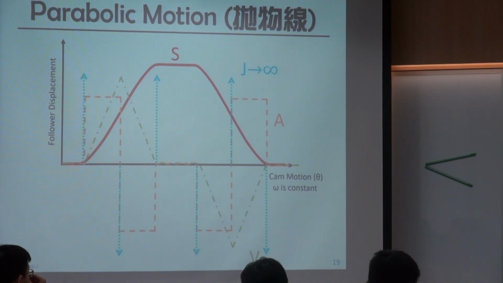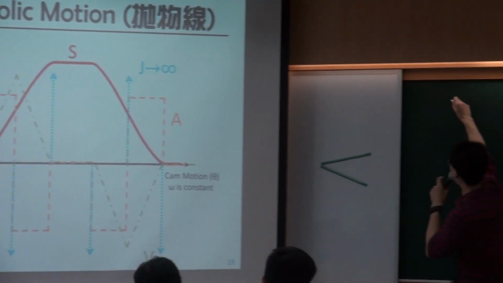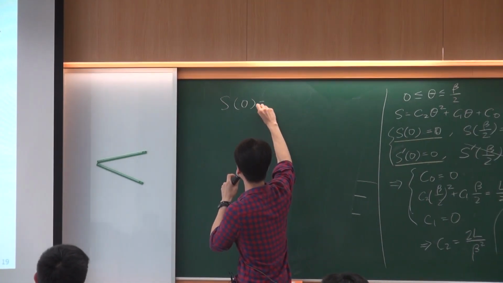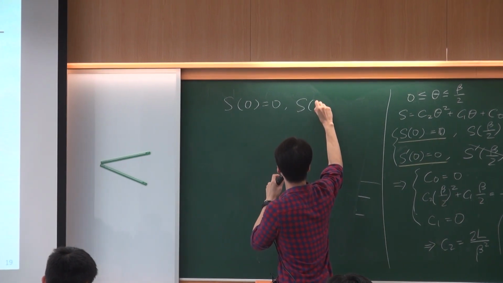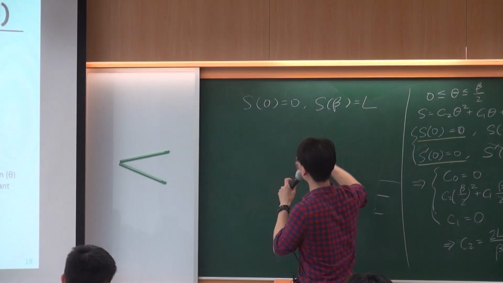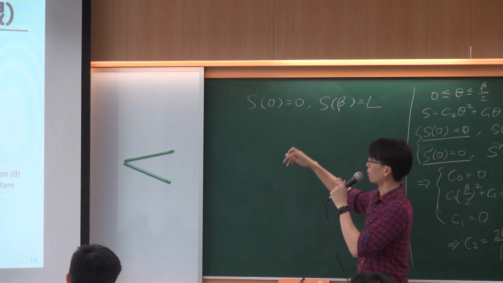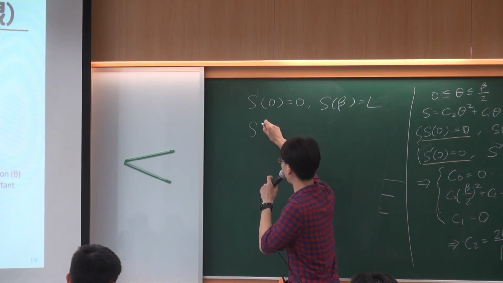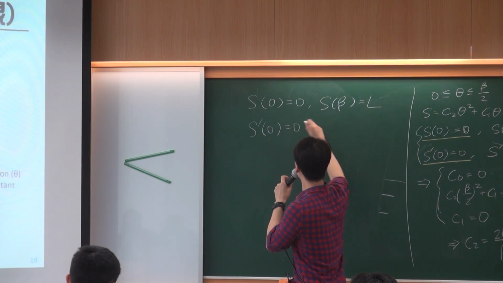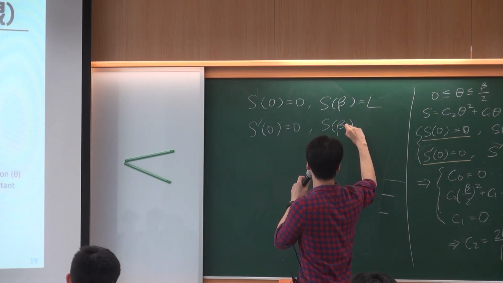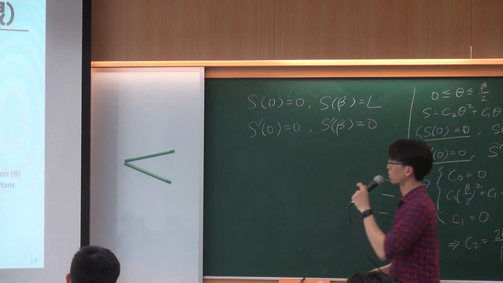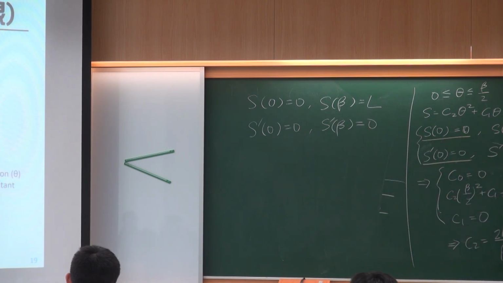For the uniform curve, the one in the previous slides, we only satisfy these 2 equations. And for the parabolic motion, we satisfy another 2. But right now, you can see if we only satisfy these 4 conditions, it's not enough, because you're still getting infinite jerk.